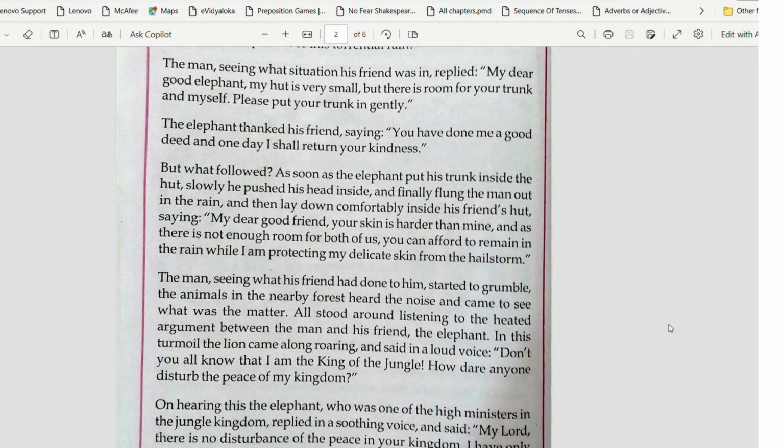So the man who was still very kind to him was thrown out into the rain, and in return, what did the elephant tell him? "My dear good friend, your skin is harder than mine, and as there is not enough room for both of us, you can afford to remain in the rain." So see, it was the man who had given him shelter. But what did the elephant do in return? He threw him out, and he also told him that because his skin was thicker than his, he can survive the rain, but he cannot.